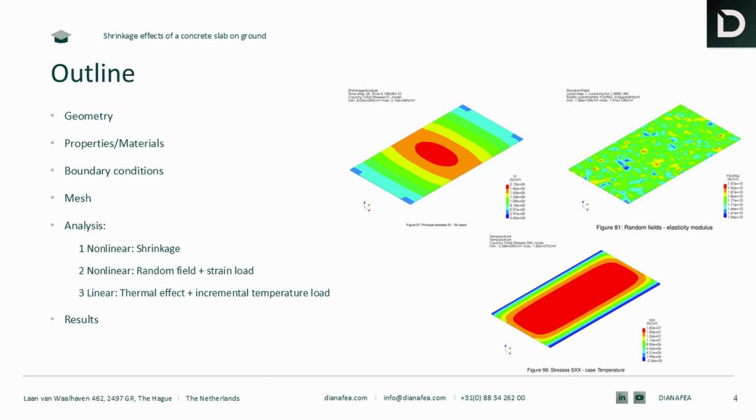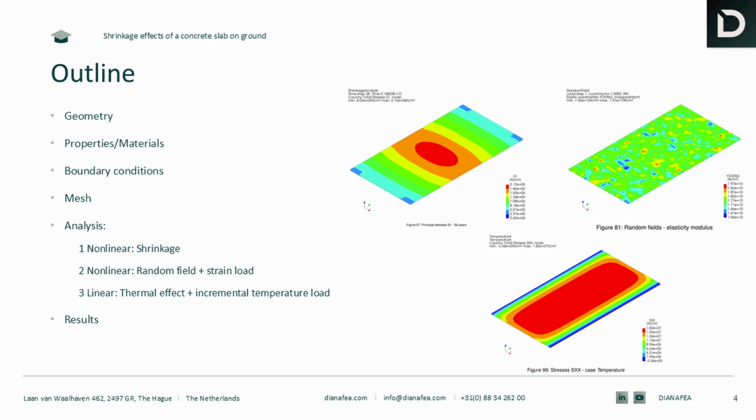concrete. And the last analysis is another approach to simulate shrinkage, which uses linear analysis by activating the thermal effect of the concrete and adding a thermal expansion coefficient, and then you apply an equivalent temperature variation on the concrete to mimic the shrinkage strain on the concrete slab.